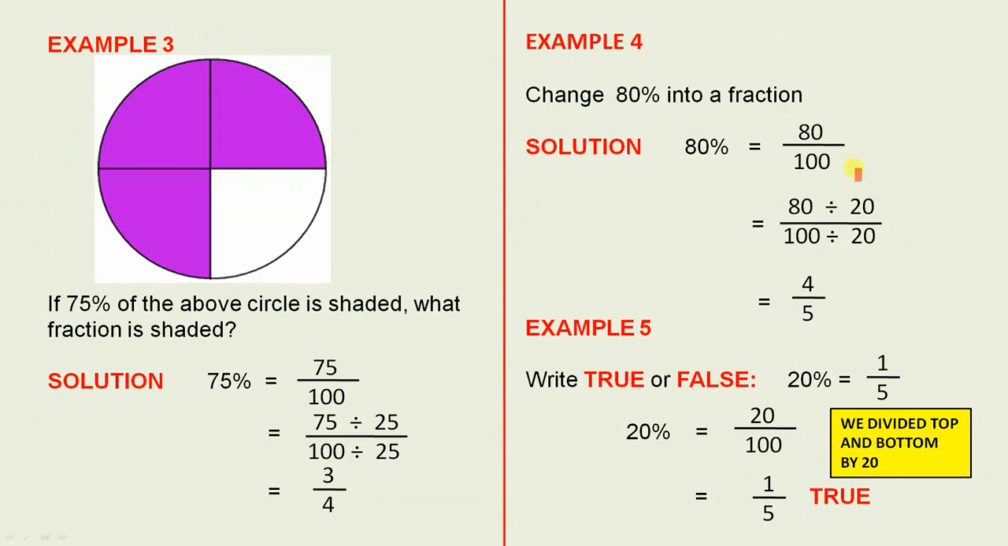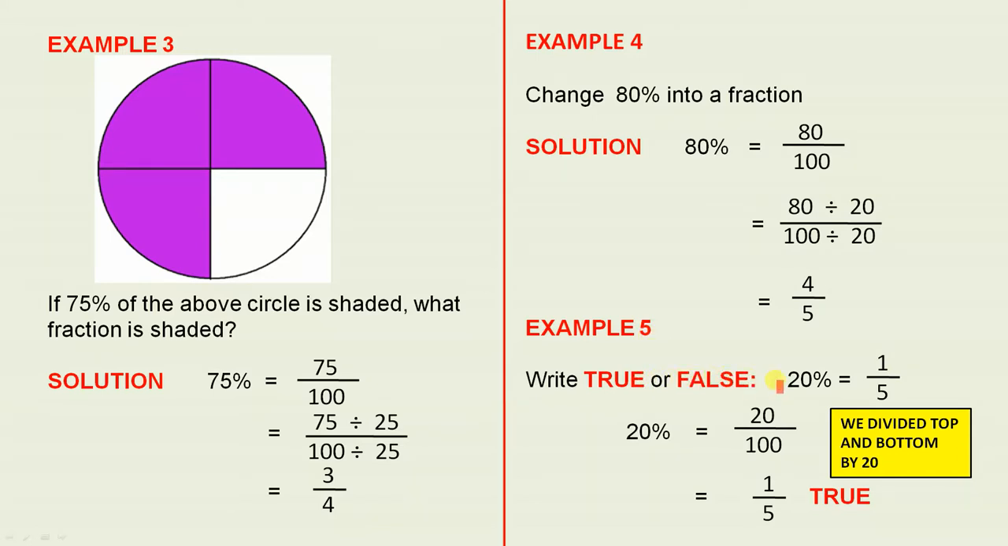Change 80% into a fraction. 80% equals 80 over 100. You divide top and bottom by 20. 80 divided by 20 gives you 4. 100 divided by 20 gives you 5. So the answer is 4 over 5.